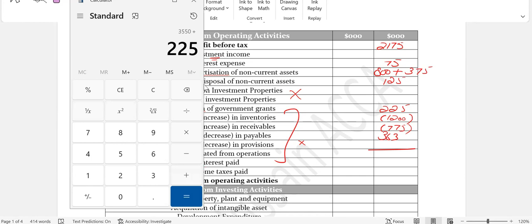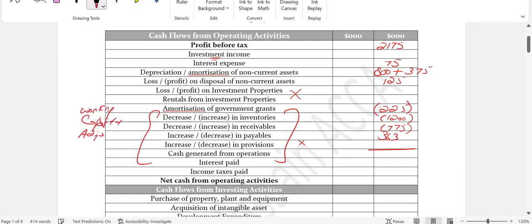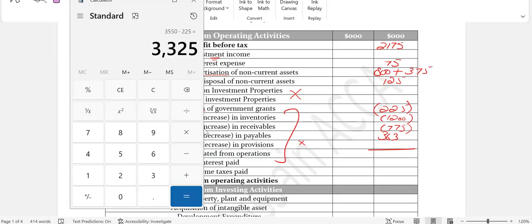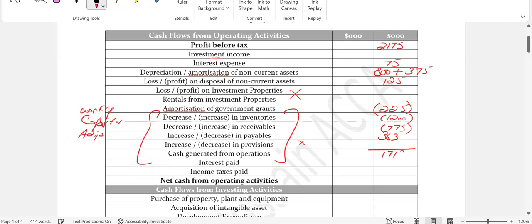Amortization, we need to deduct it. So we just need to minus 225, because amortization is recorded as income. We recorded the amortization of grant as income, so we need to reverse it. So it will be 225 minus. Okay, then we deduct minus 1200, minus 775 plus 363. So it is 1713, which is the cash generated from operations.